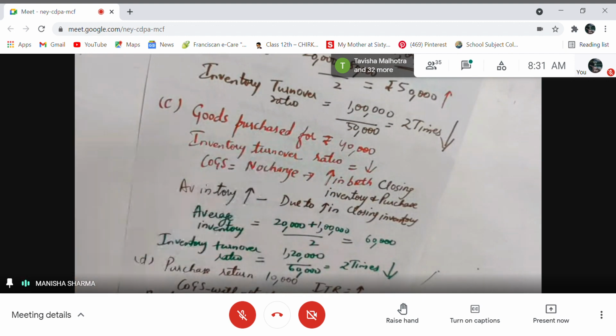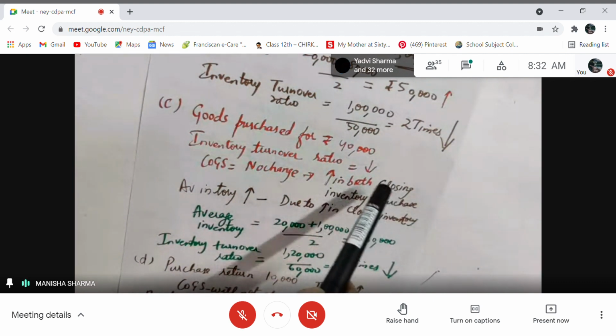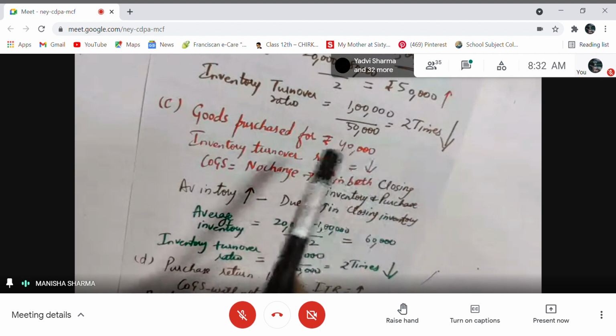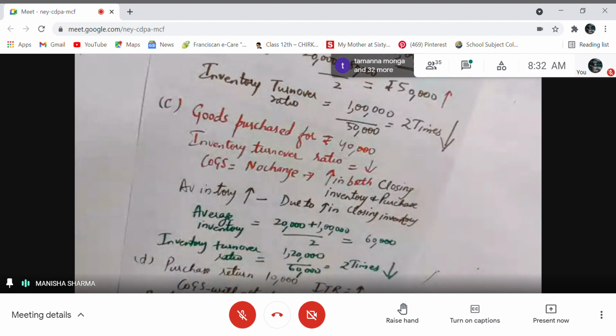Let's see. If goods are purchased for 40,000, purchases will increase, but closing stock will also increase. So what will be the net change? COGS will not change. One item is added, one item is subtracted, right? There is an increase in both closing inventory and purchases. As we know, purchases are added and closing inventory is subtracted. So the net effect is no change in COGS due to goods purchased for 40,000, right?